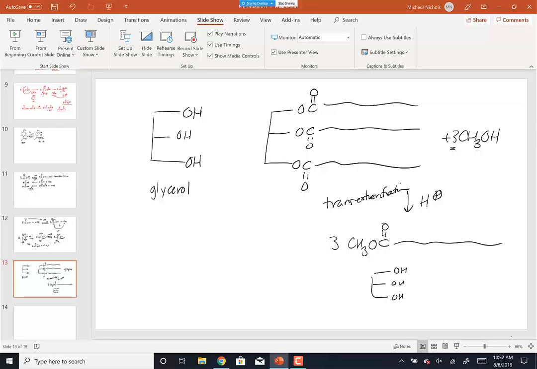But if I did, this is the reaction I would use. I would use methanol with an ester, with a fat or an oil. I would replace the OR group with now methyl alcohol. And if this really gets popular, the government's going to step in and ask for regulations.